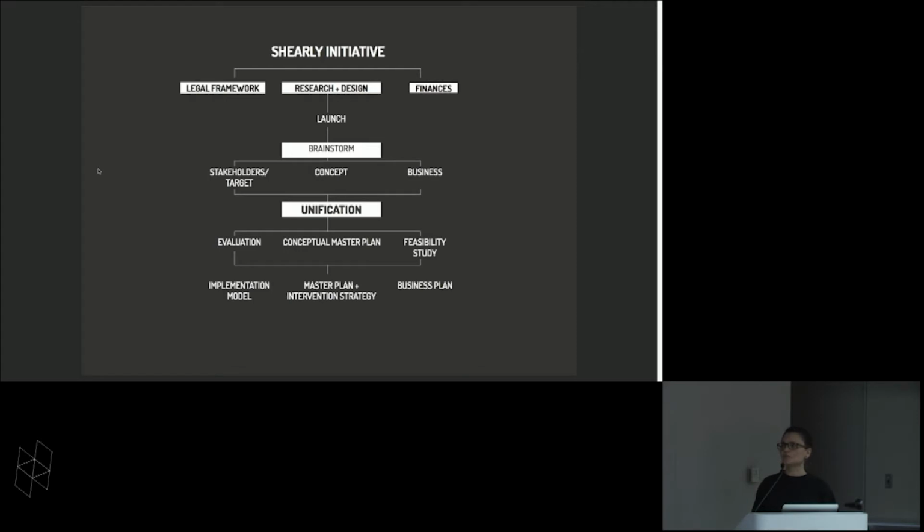I decided to join this office that I had collaborated with informally for a couple of years, and it's called Shearly Initiative. Shearly is actually this month 10 years old. We are a group of 8 people. We are privately funded, and the unique characteristic of Shearly is that it has a horizontal structure.